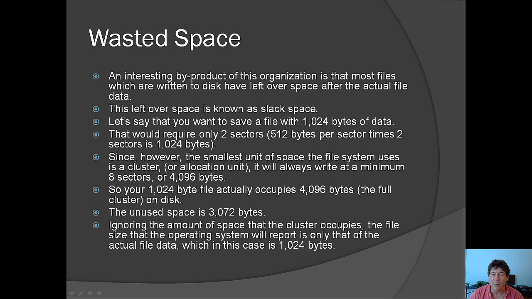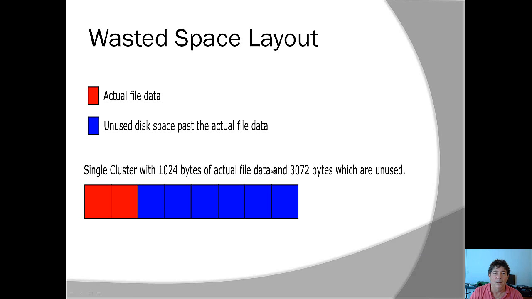Ignoring the amount of space that the cluster occupies, the file size that the operating system will report is only that of the actual file data, which in this case is 1024. Nobody will notice that there's data written into the slack space. Okay, so here's how this wasted space layout happens. The red is the actual file data, the blue is the unused disk space past the actual file data. So here we've got a single cluster once again, and the first 2 sectors are occupied with file data. After that, you've got 3072 bytes which are unused and completely ready to have data hidden in them.